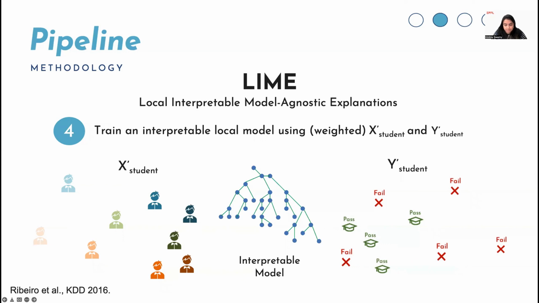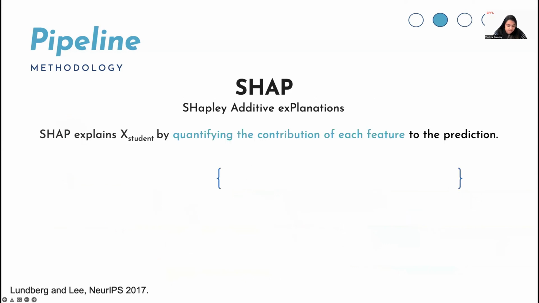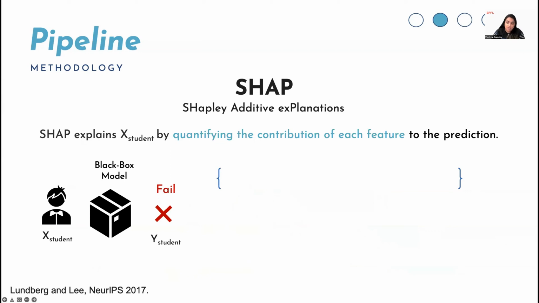We then move on to SHAP, also a very popular explainability method. SHAP explains a student by quantifying the contribution of each feature to the prediction. What this means is it's trying to identify a score for the feature in relation to the prediction of how important it is. So we have X student fails the course with label Y.